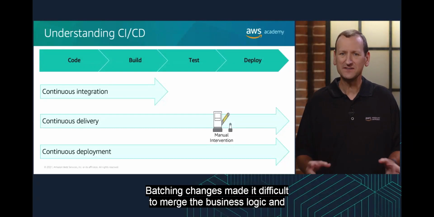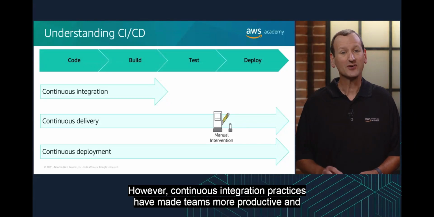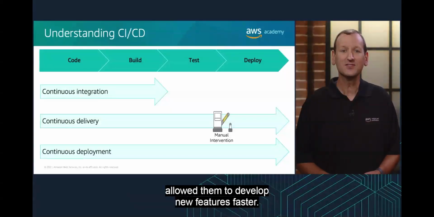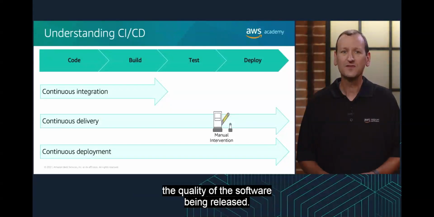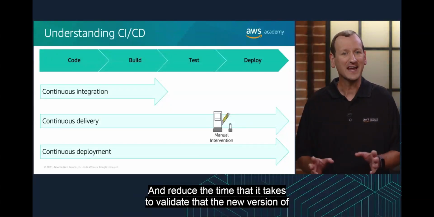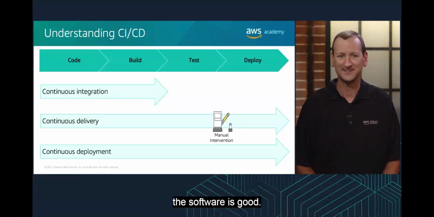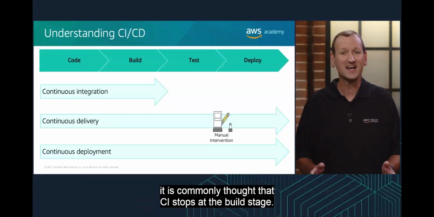Batching changes made it difficult to merge the business logic and also the test logic. However, continuous integration practices have made teams more productive and allowed them to develop new features faster. Continuous integration requires teams to write automated tests that improve the quality of the software being released and reduce the time that it takes to validate that the new version of the software is good. Although there are different definitions of continuous integration, it is commonly thought that CI stops at the build stage.